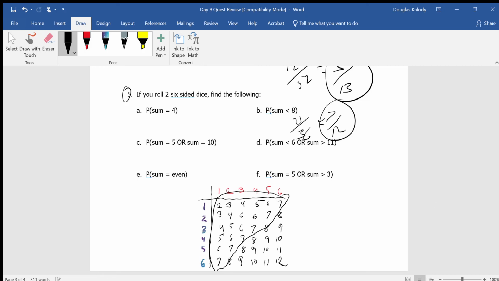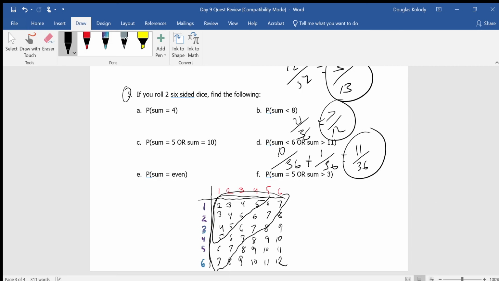Less than 6 or greater than 11. How many numbers are less than 6? 2 through 5. How many numbers is that? 10 out of 36. Greater than 11. That's only 12. So that's only 1 out of 36. Can't be both at the same time, so that's 11 over 36.